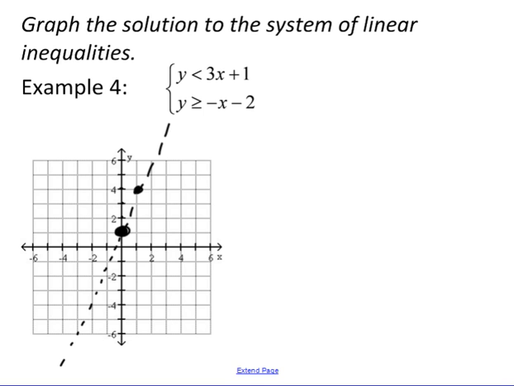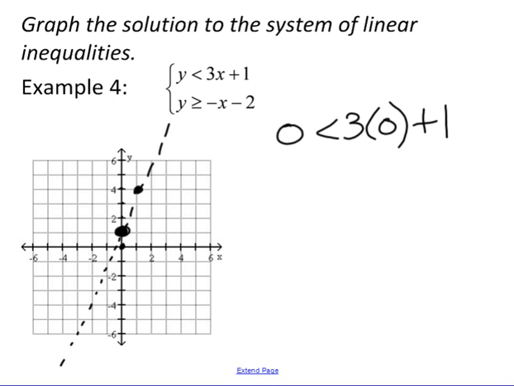Now you have to shade. We're going to pick the test point 0, 0. Since our line does not go through the point 0, 0, we are allowed to choose that point, and 0 is the easiest number to plug in. So I'm going to replace my y value with 0, and my x value also with 0.